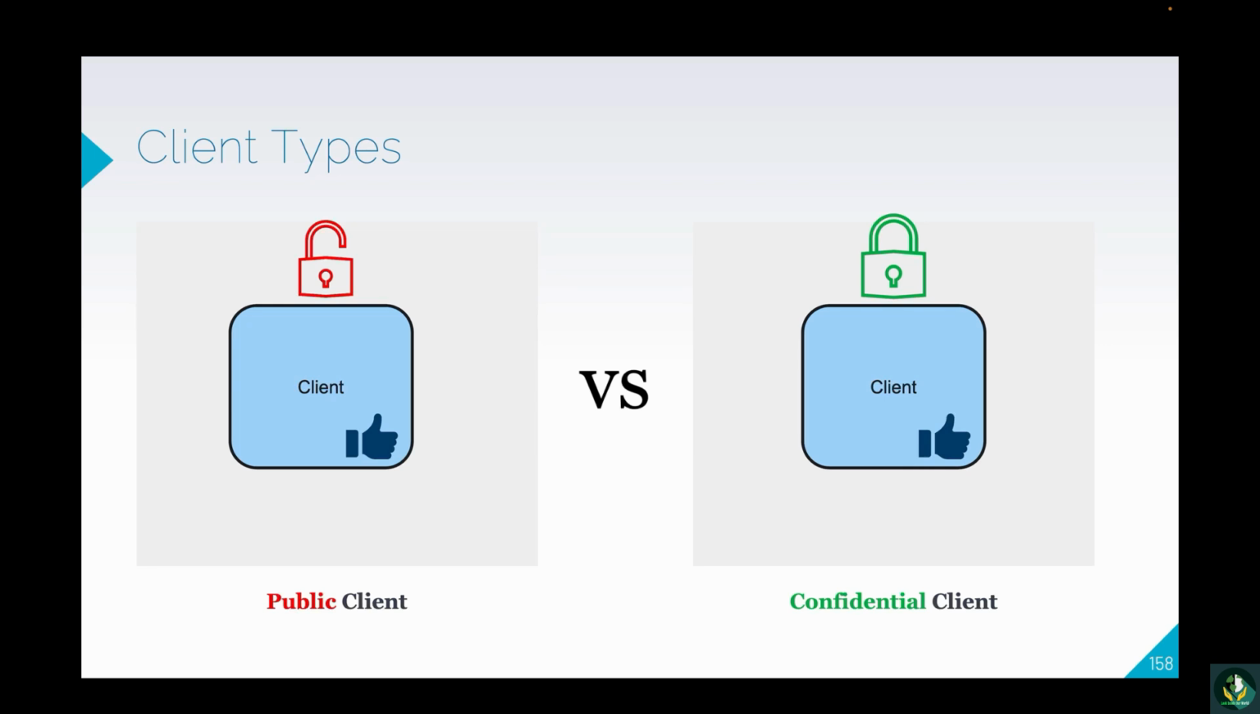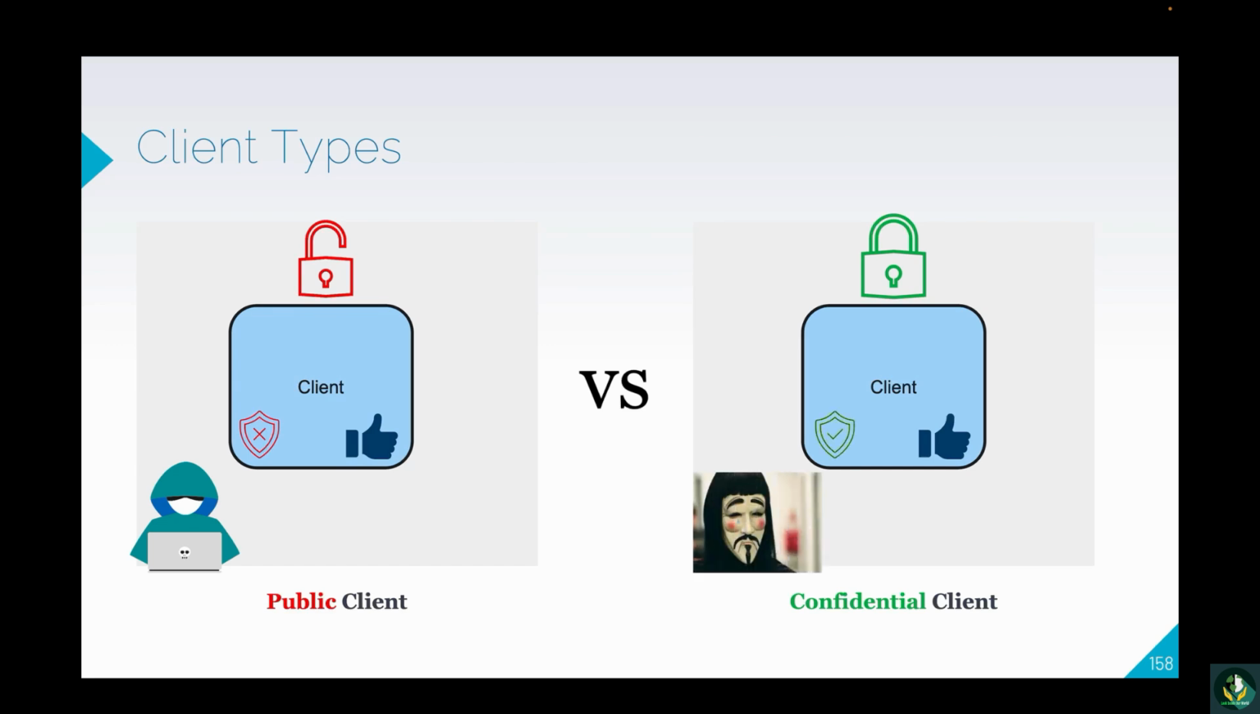In simple terms, a public client is an application that cannot securely store secrets, while a confidential client is an application that can. You can think of the client secret as the password for the application. If the application cannot securely store this password, it falls into the public client category. Let's start with public clients.